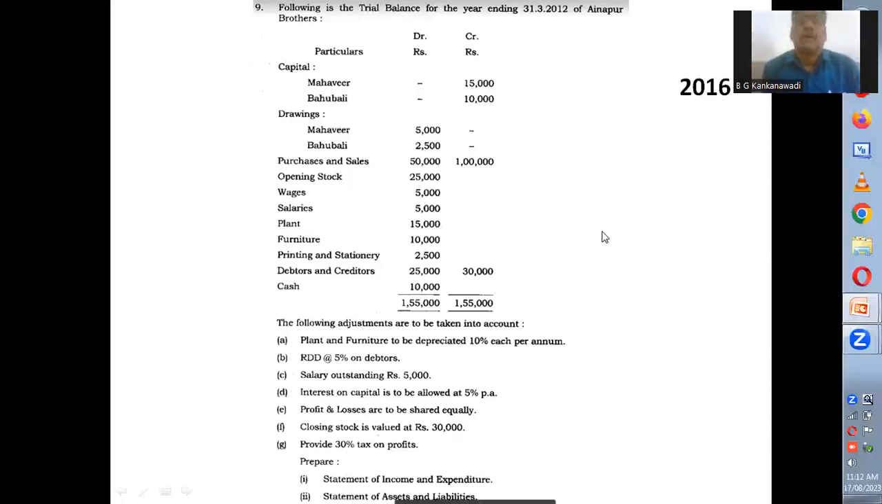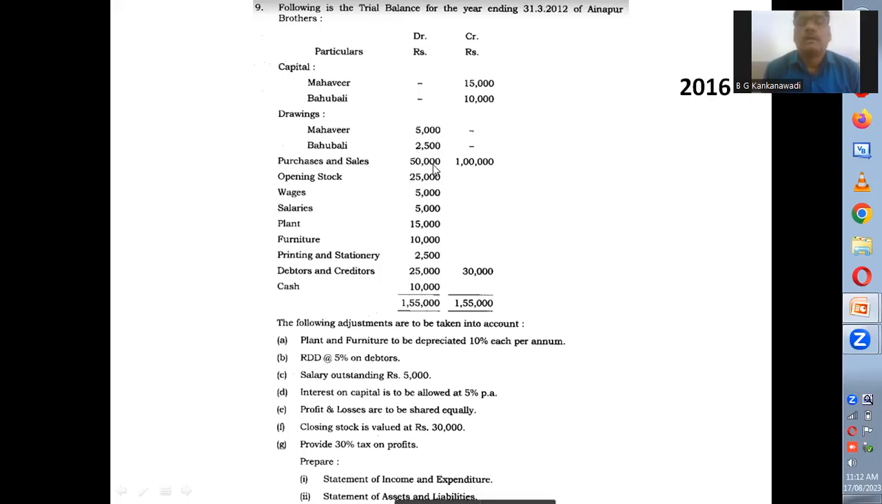The following is the trial balance for the year ending 31st March 2012 of Ainapur Brothers. Capital: Mavi 15,000, Bahubali 15,000. This goes to the balance sheet statement under the head Partners Fund. Next, drawings: Mavi 5,000, Bahubali 2,500. This also goes to the balance sheet statement and comes under the Partners Fund. You deduct it in the Partners Fund.